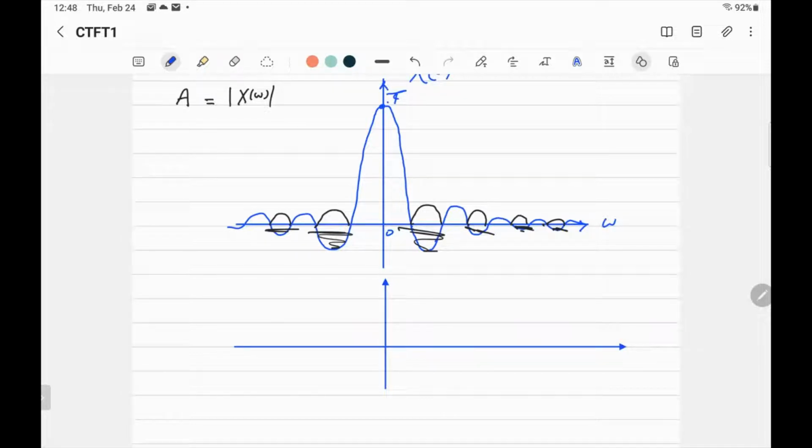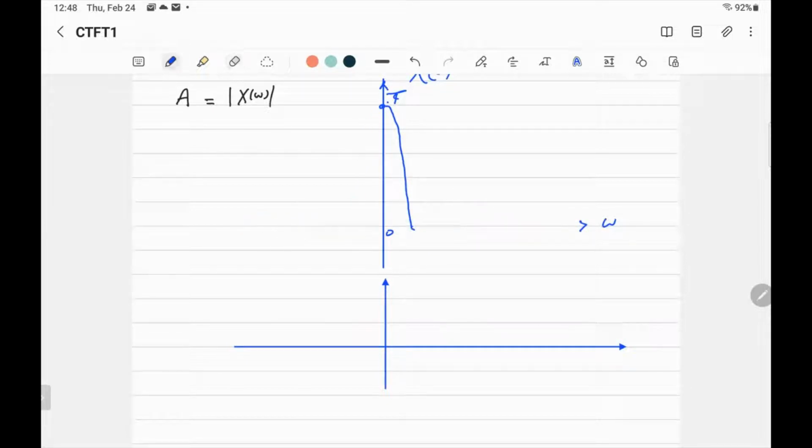How do you do the phase? Let me go back to the original. Let me do the first, the positive, and I'll make it bigger a little bit. Well, that's the right hand, and I'll make the phase. Phase means the angle, all right?